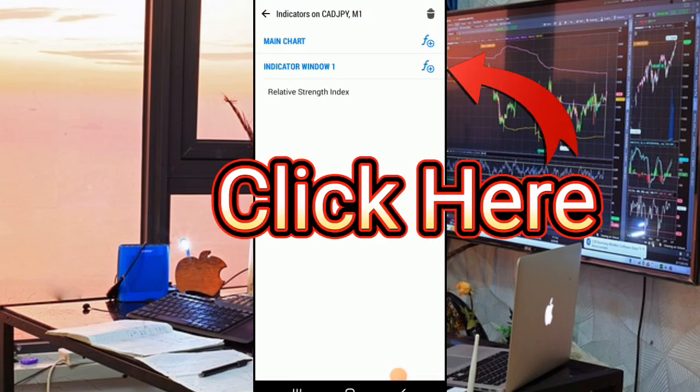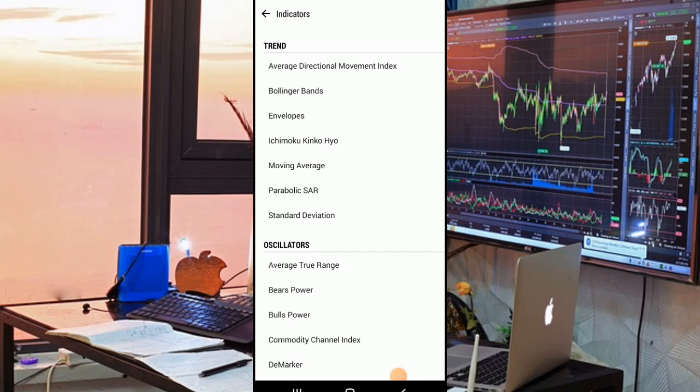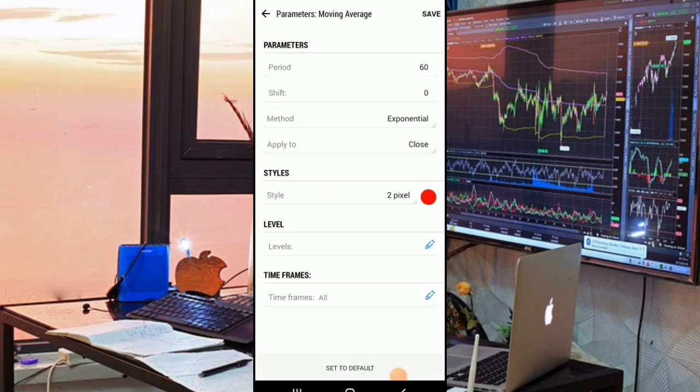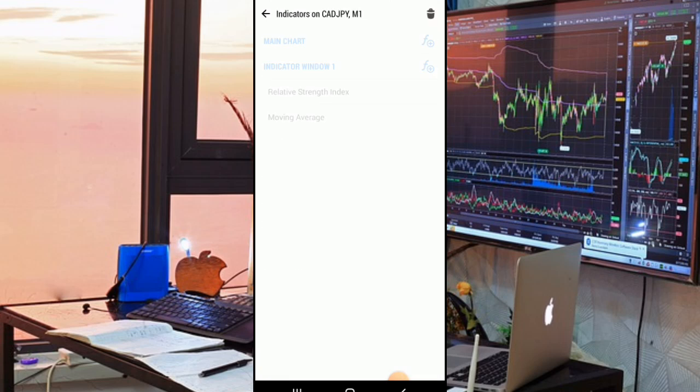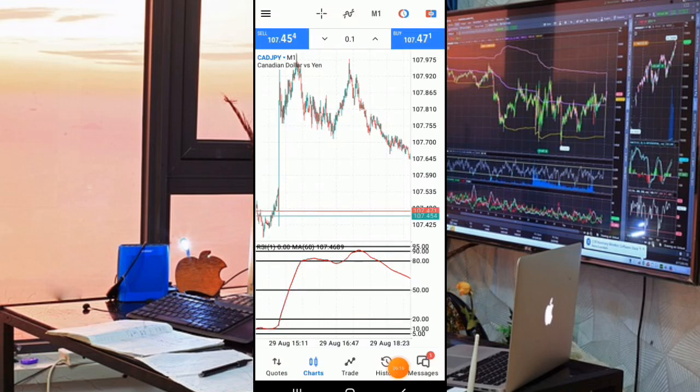indicator window 1. So when we click more indicator window 1, we want the moving average. So this is what we are looking for. So let's enter the moving average. So we're going to enter period 60. We're going to shift 0, exponential, close, 2 pixel and make it red, and we click save. So now we've got our two parameters over here, our two indicators, the RSI and the moving average. So we're just going to go back to the chart. So this is how it's going to appear.